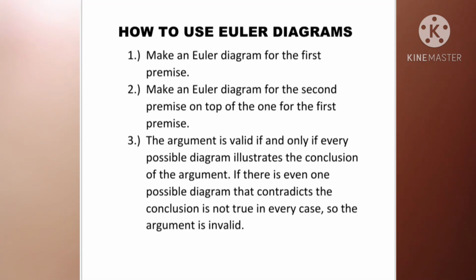How to use Euler diagrams. Make an Euler diagram for the first premise. Make an Euler diagram for the second premise on top of the one for the first premise. The argument is valid if and only if every possible diagram illustrates the conclusion of the argument. If there is even one possible diagram that contradicts the conclusion, it is not true in every case. So the argument is invalid.